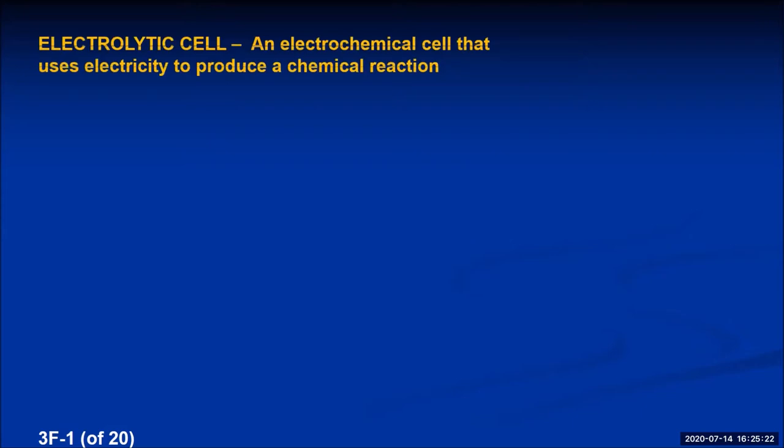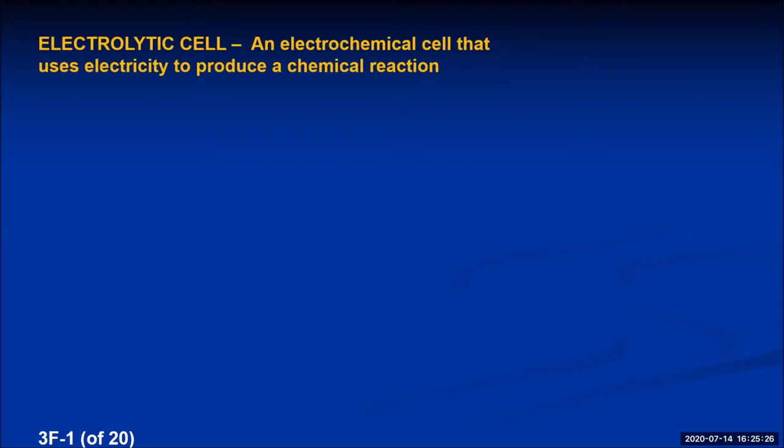This is lecture 3F. We've been discussing electrochemistry, and we've spent a good deal of time talking about a type of electrochemical cell called a galvanic cell. Those are electrochemical cells that produce an electric current from a chemical reaction. Today, we're going to talk about a different type of electrochemical cell. We're going to talk about one called an electrolytic cell.